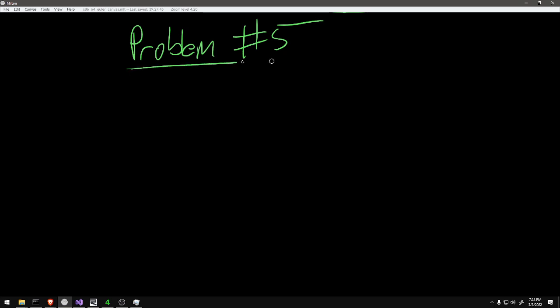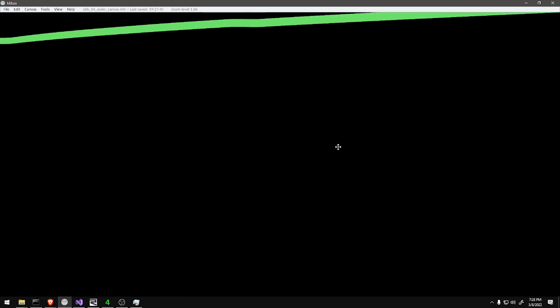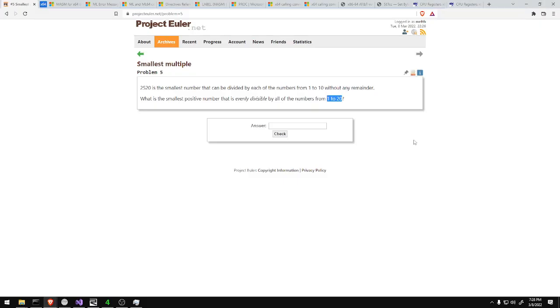Let's see here. Problem number 5. All right. Way zoomed in, so we can't really see the original title from this far zoomed in. That should be good. Okay, so that example they gave is what I'll explain first. So it says that 2,520 can be divided by all the numbers between 1 and 10 without any remainder.